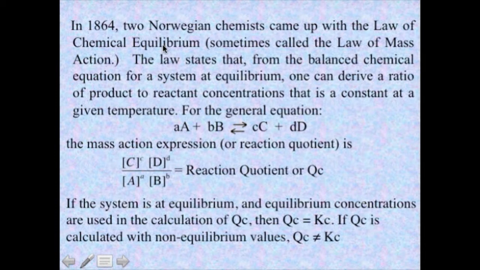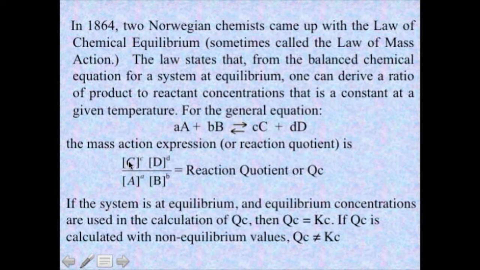The law states that from the balanced chemical equation for a system at equilibrium, one can derive a ratio of product to reactant concentrations that is a constant at a given temperature. So if we have a general equation, small a, capital A plus small b, capital B, where small a is the coefficient in front of the compound in the equation, and capital A represents the compound formula, the mass action expression, sometimes called the reaction quotient, is the concentration of the substances in the product, and concentration is denoted here by the use of brackets. So when you see brackets, that means concentration, molarity.